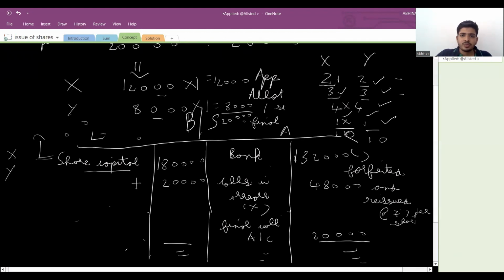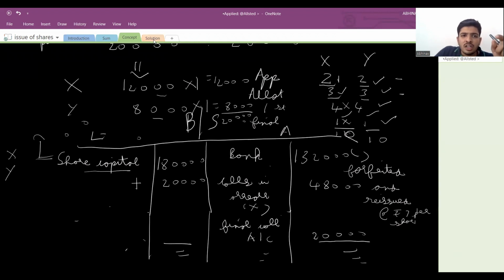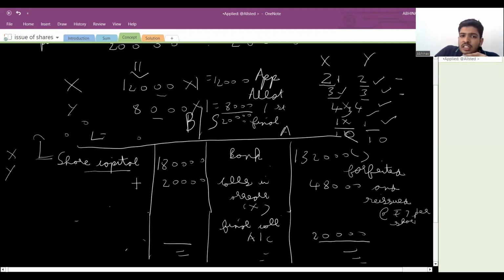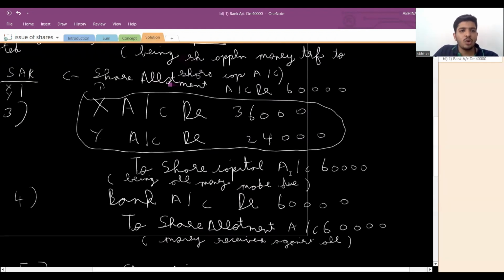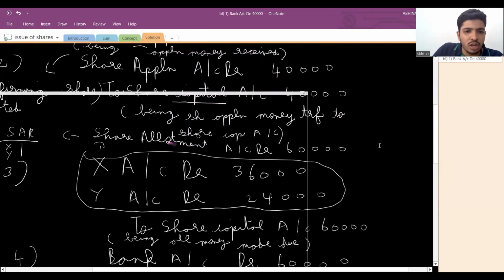Now, have you seen here? Even though X defaulted here, the entry for making due is always the same. See, X is going to default even in the final call, but the entry for making due is the same. The entry will differ only for the payment side. Now, go to the final, before part.